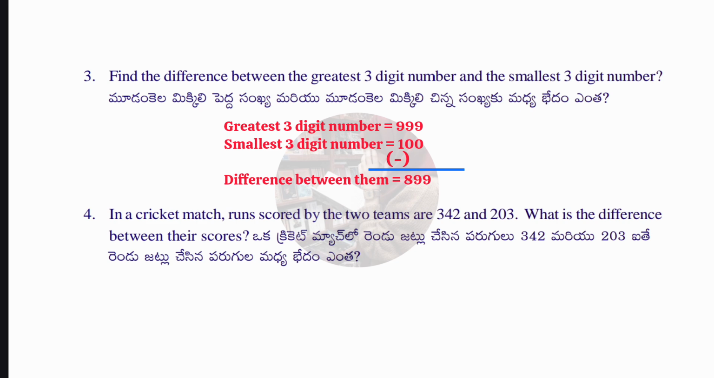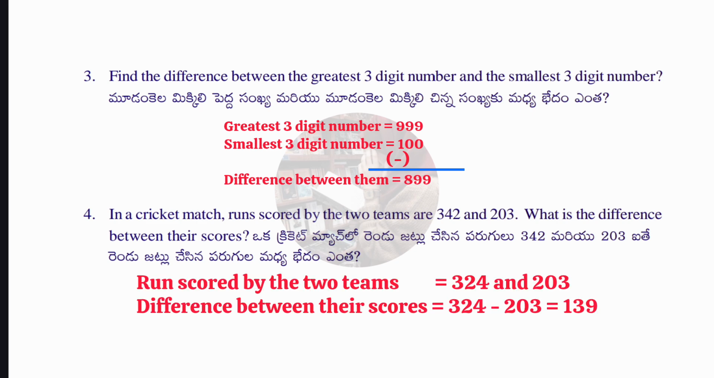Let's see the fourth question, which is, in a cricket match, runs scored by the two teams are 342 and 208. What is the difference between their scores? Okay, first we'll write down runs scored by two teams, 324 and 203. Now we are asked to find the difference. Difference, I told you, means subtraction we have to do. The biggest number is 324. 324 minus 203 is 139.